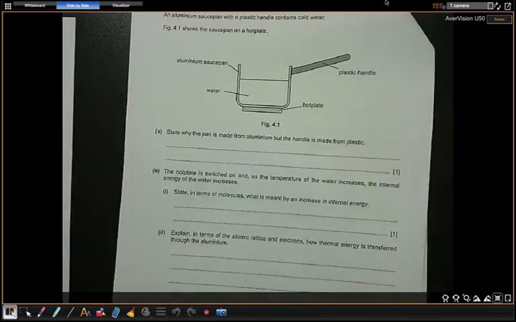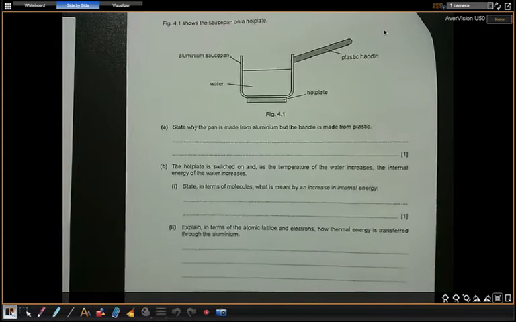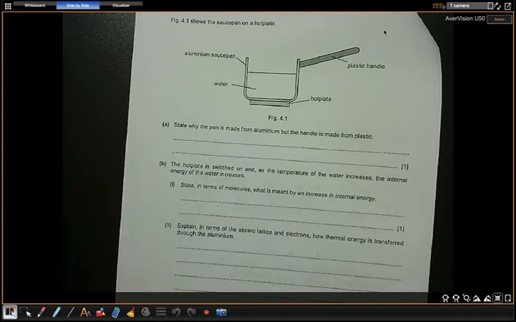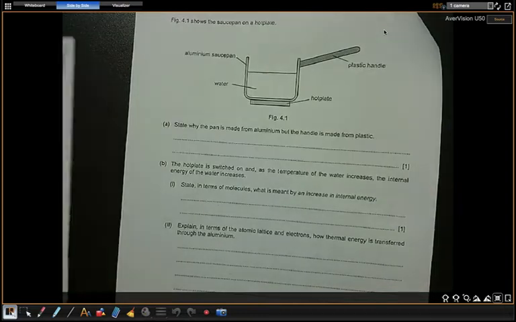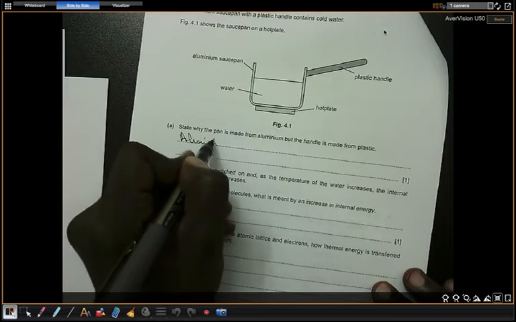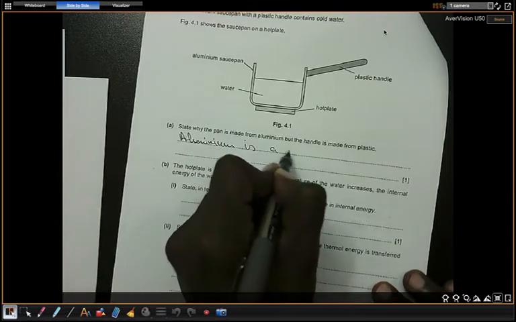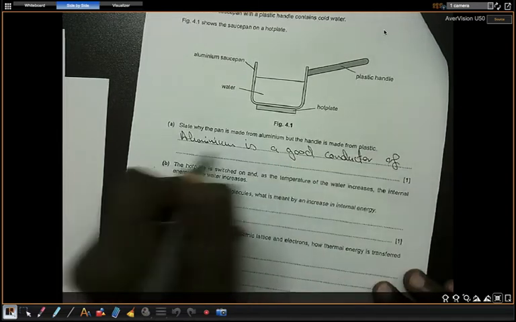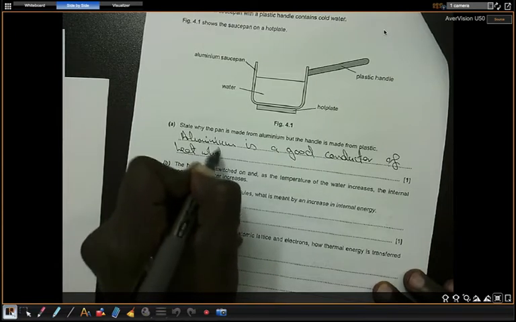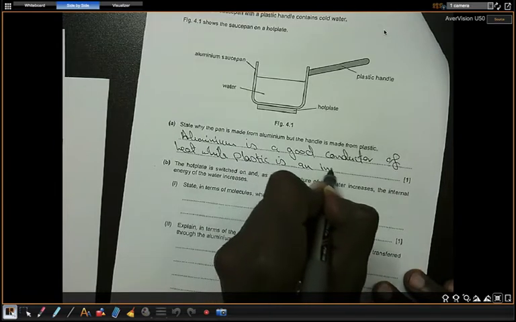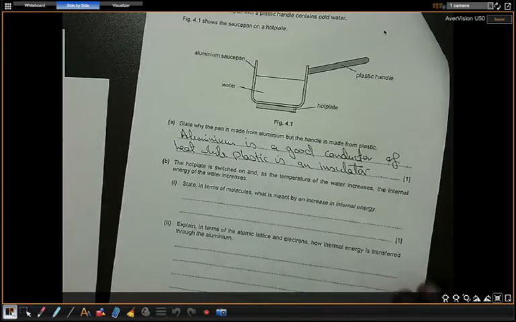Now, let's try the next one. State why the pan is made from aluminum while the handle is made from plastic. All right? So, it's a simple answer. Aluminum is a good conductor of heat, while plastic is an insulator. Okay?